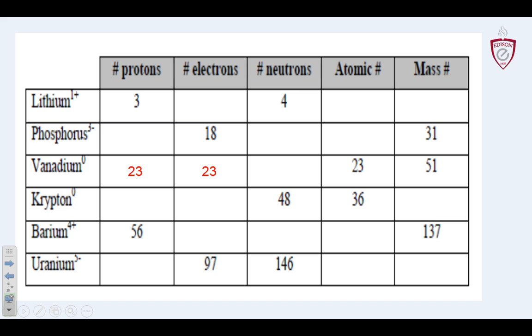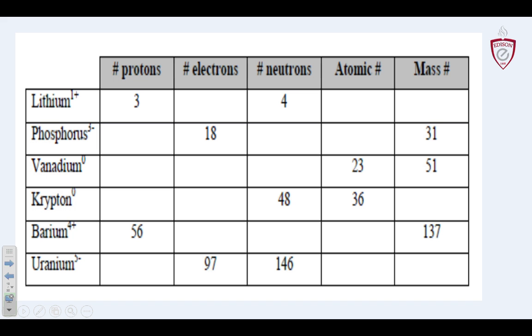Remember before we said that on a neutral atom, protons equal electrons. For neutrons, I have to manipulate my mass equation: 51 minus 23 is going to be 28. So there we go. Okay, let's zip through the last few here.